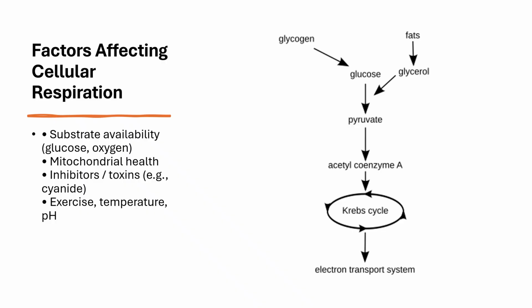Now, let's get practical. What affects how cellular respiration works? First, if you don't have glucose or oxygen, you're limited. Then, if your mitochondria are damaged or if you have toxins like cyanide, you're in big trouble. Other factors: exercise increases demand. Temperature and pH can change enzyme activity. So, if your cell was a car, these are the things that decide whether it's a racing machine or a sputtering clunker.